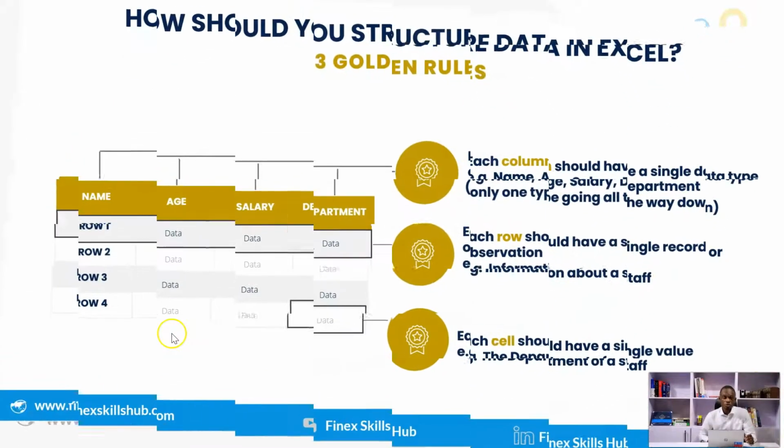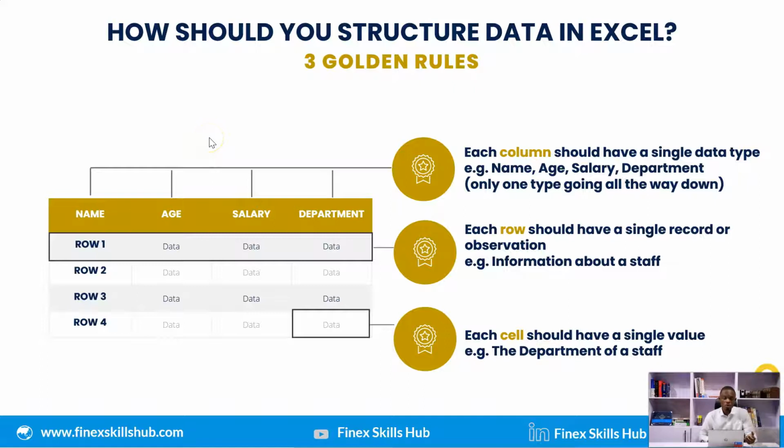So in an earlier post on LinkedIn, I shared the proper way to lay out data in Excel, Power BI, or any data analysis tool. These are the 3 golden rules. Each column should have a single data type. So column or fields, this is a name column. Everything here should be names. Everything here should be age, salary, and so on.